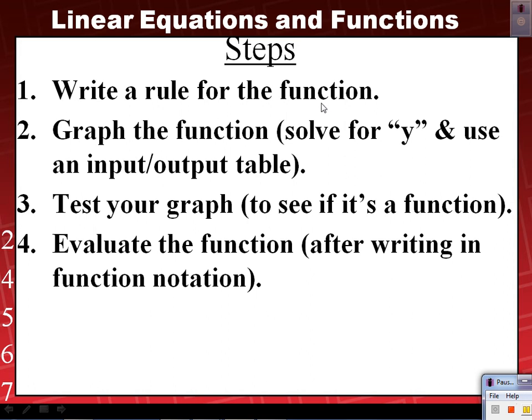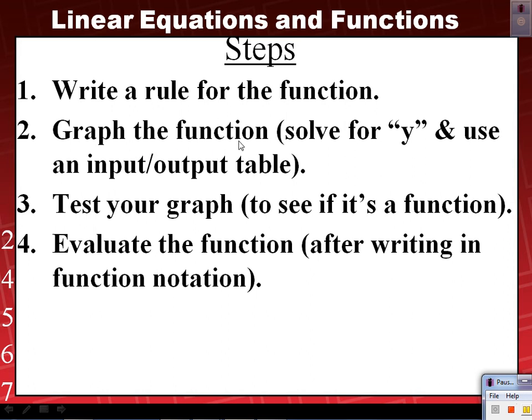Once again, 4 steps. Step 1, write a rule for the function. That's if they don't give us a function. Step 2, graph the function, solve for y, and use an input-output table. Now, the first one, write a rule for the function, because sometimes they're going to give us a word problem, and they ask us to write an equation for it. Have we been doing that in the past semester? Have we been given word problems and writing equations from the word problems? Yes, same thing, except you write it in function notation, or you can write it in y equals to whatever.